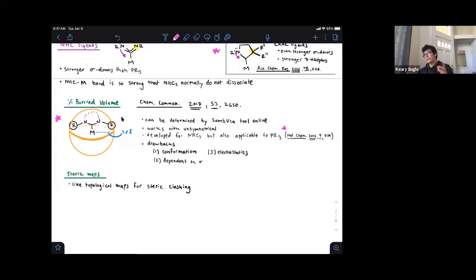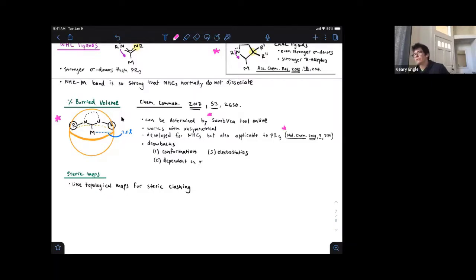So here the idea is kind of related to solid angle, but is a little more intuitive. You basically have your metal-ligand complex, and then you pick a radius that you're interested in, and then you think about all of the volume in that sphere that is filled by the ligand. And you can calculate that using this tool called, I don't know how to pronounce it, SAMVCA. It's an online tool. And this has advantages. It works with unsymmetrically substituted ligands.